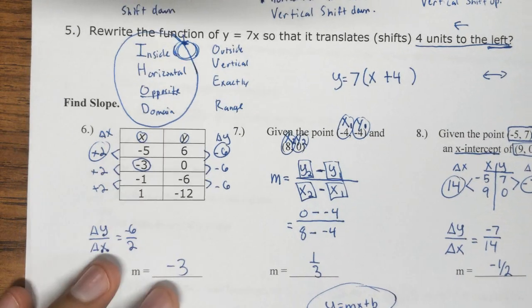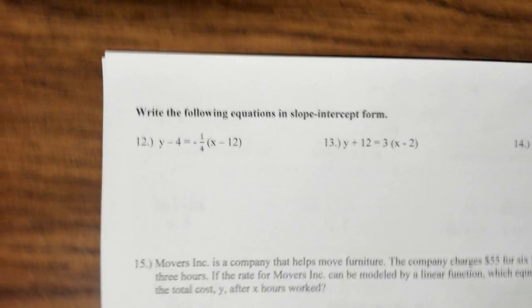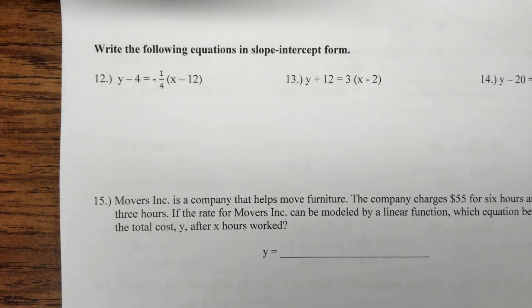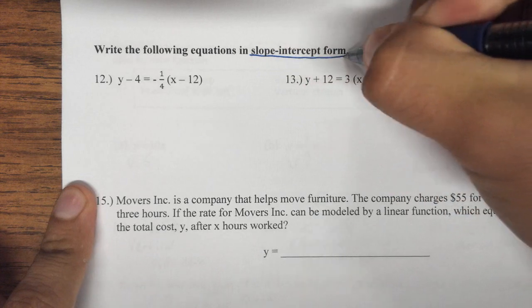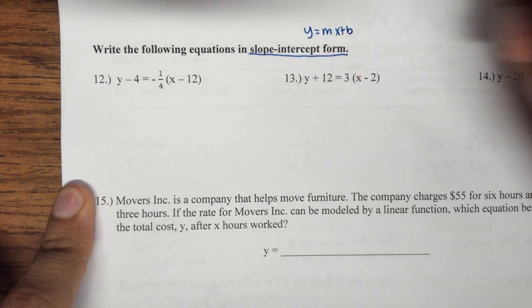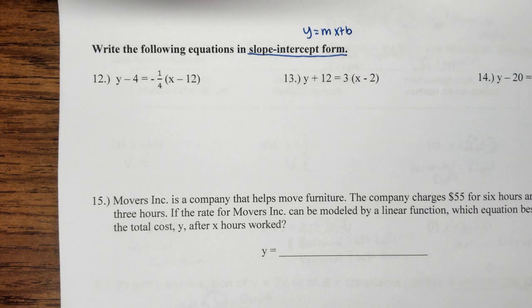All right, now we can jump over to the last page. And we have more solving. Okay, for questions 12 through 14, it says write the equation in slope-intercept form. So, again, slope-intercept form, we'll review, is y equals mx plus b. So, do we know how to solve? Do we know how to do 1 or 2 steps to solve these types of equations?